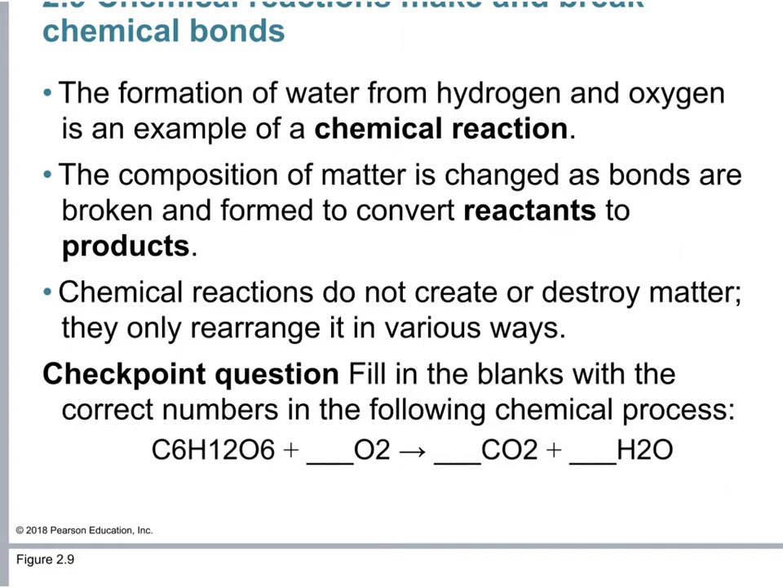So in this situation here, we get to talking about reactants and products. The composition of matter is changed as bonds are broken and formed to convert reactants to products. Chemical reactions do not create or destroy matter. They only rearrange it in various ways.